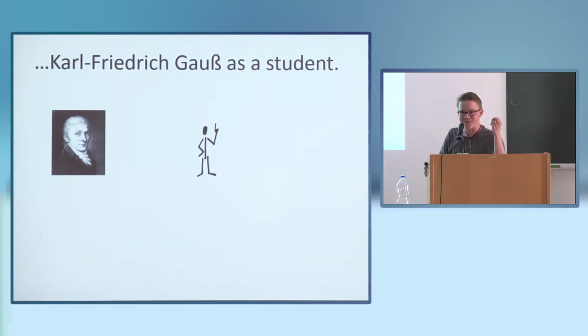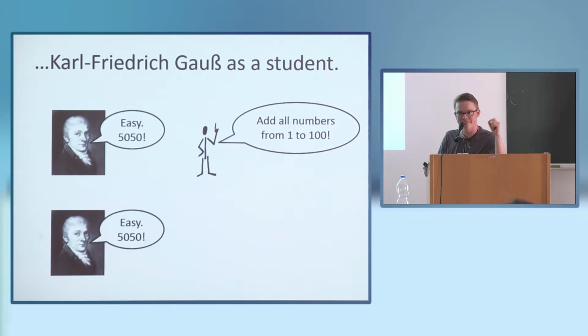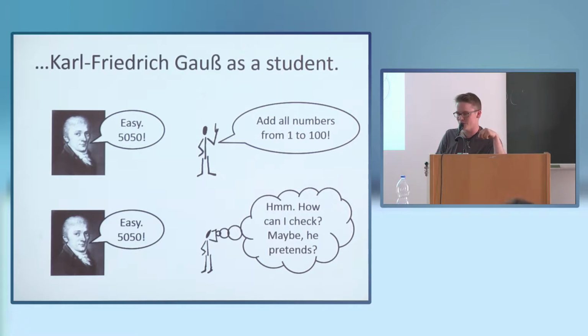Gauss had a very nasty teacher who felt tremendously threatened by Gauss as a student, and so he asked Gauss to add all numbers from 1 to 100, and Gauss said, yeah, easy, it's 5050. That's the moment where you can explain NP to anyone who has never heard about NP, because if you don't know how to make this computation, how do you even check? How do you know whether Gauss is not cheating?